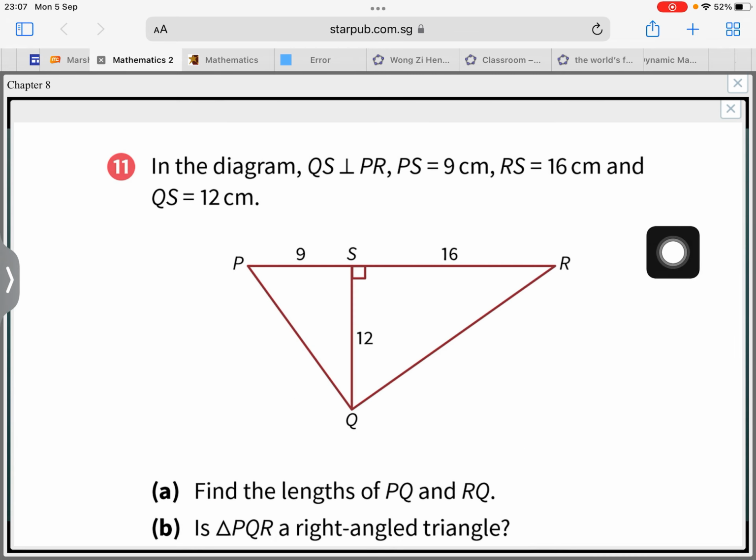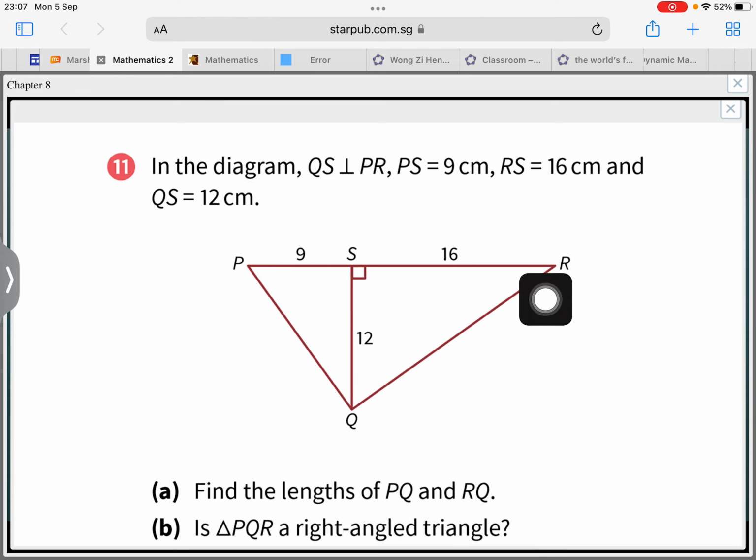Over here in this diagram, they tell us that QS is perpendicular to PR, and that PS is 9, RS is 16, and QS is 12. First they ask you to find PQ and RQ. Since it's already established that this is a right angle, both QPS and QRS are right angled triangles.